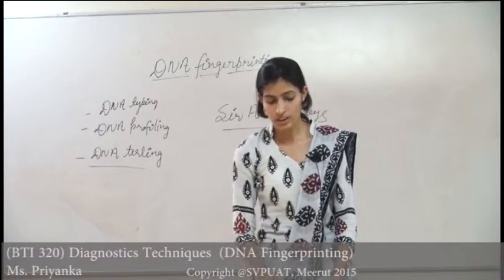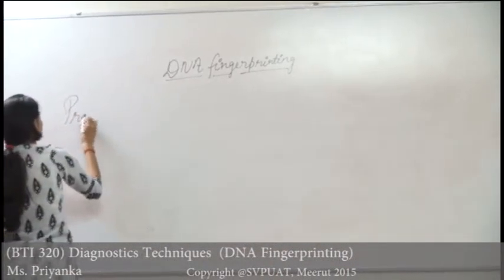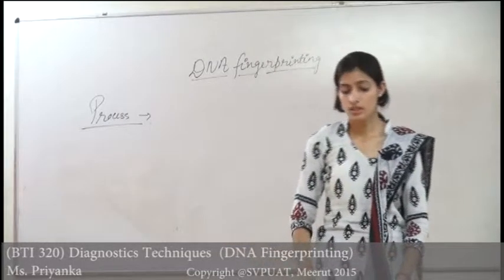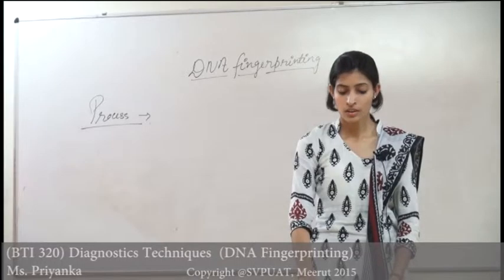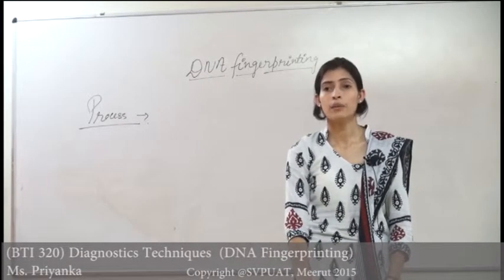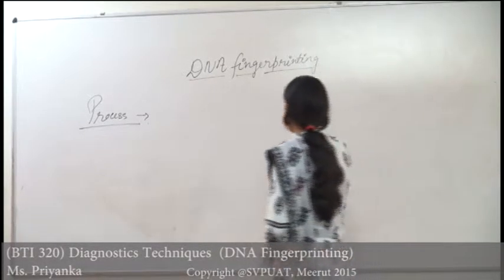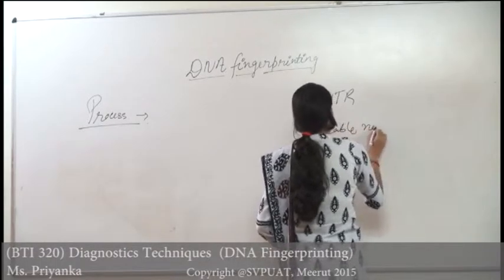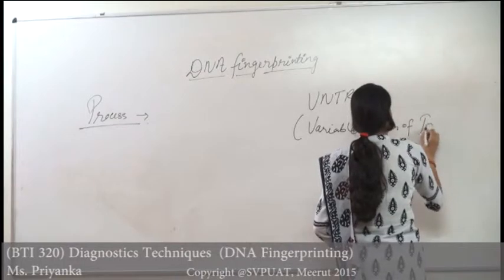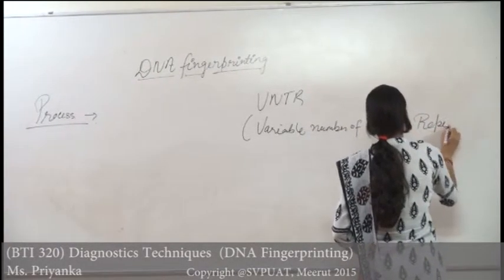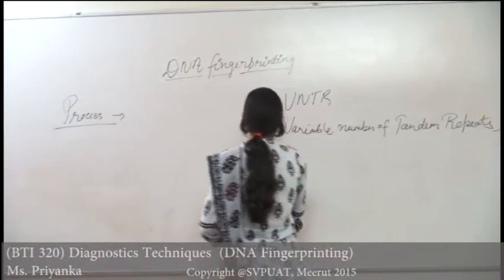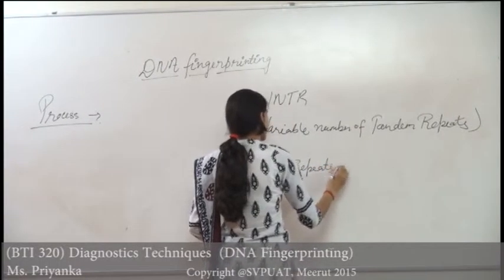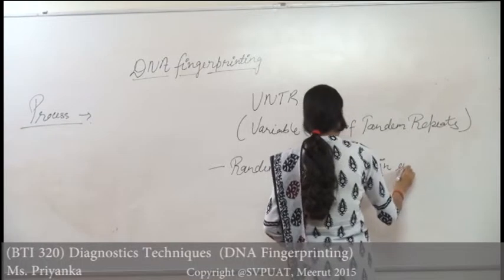So, what is the process of DNA fingerprinting? But before going on to the process, we should know what DNA fingerprinting actually is. It is based on short tandem repeats known as variable number of tandem repeats, present in every human body. What are these variable number of tandem repeats? These are certain random repeats present in every individual.